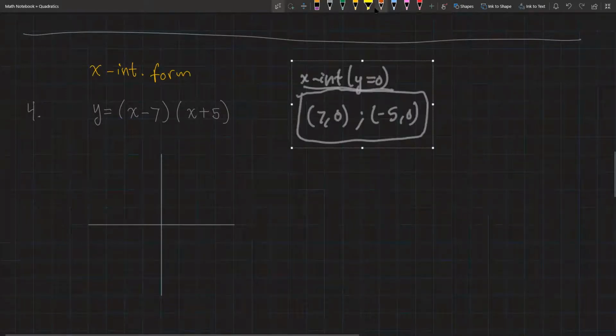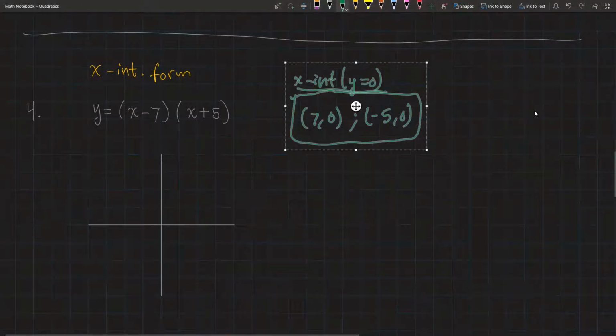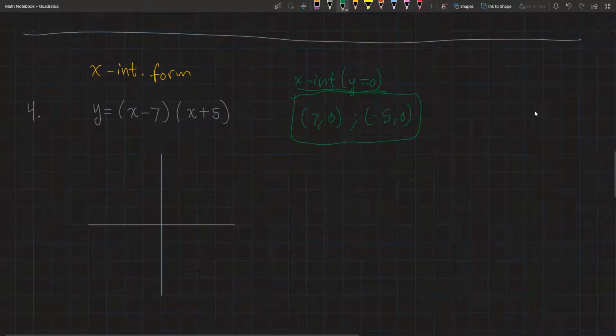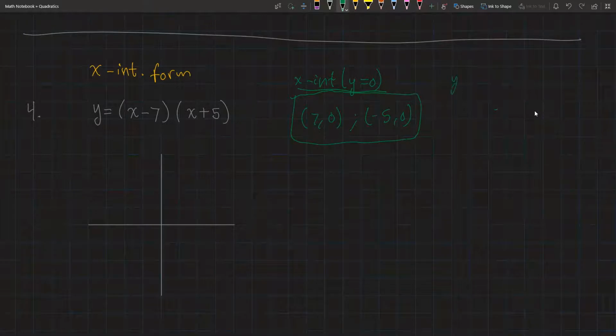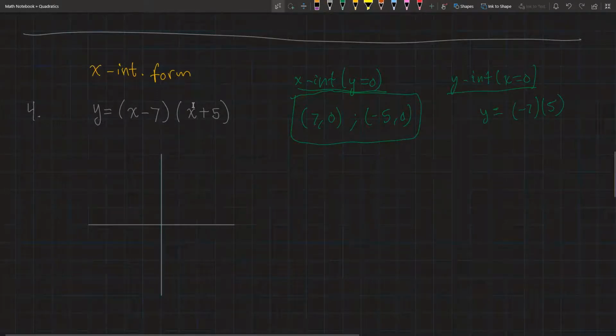I think that I normally use my green pencil for this one. There we go. Okay, so what do we know about the y-intercept? It is when x equals 0. So therefore we get y equals negative 7 times 5. Hopefully you can see that from plugging in 0 here and here. So the y-intercept is 0, negative 35.